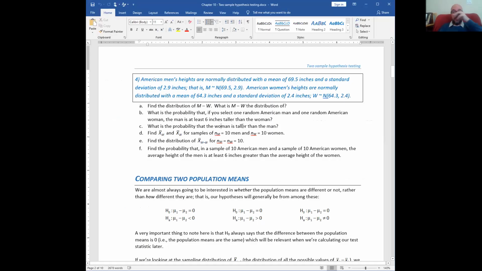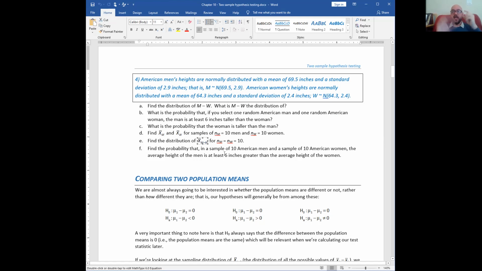All right, now let's get into how we're actually going to use this, which is I got X bar M and X bar W. So the sampling distribution of the sample mean of 10 men and the sampling distribution of the sample mean of 10 women. And I can use the central limit theorem here because the population distributions are normal. So even though these numbers are smaller than 30, that's fine because the population distributions themselves are normal. So central limit theorem applies just fine. And so now I want to find the distribution of X bar M minus W.